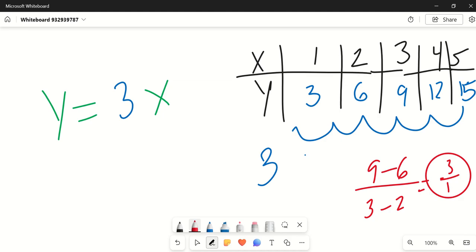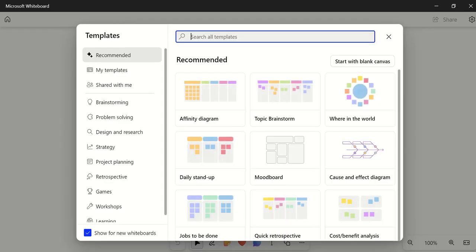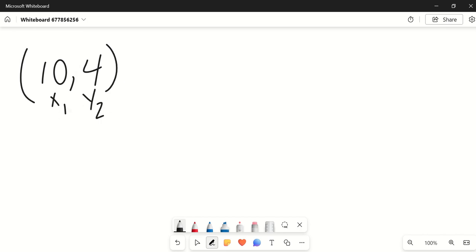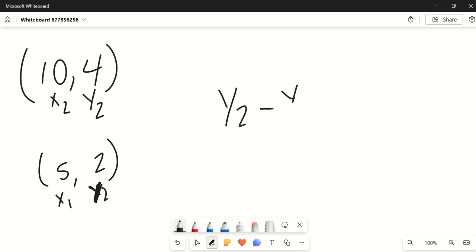So let's go ahead and get a new whiteboard. So our points again are 10, 4. This is x2 and y2. Oh, sorry. Both of these are 2, because remember, 2 is going to be the bigger of the 2 points. And then the other one would have been 5 and 2. And this will be x1, y1. So again, our equation is y2 minus y1 over x2 minus x1.